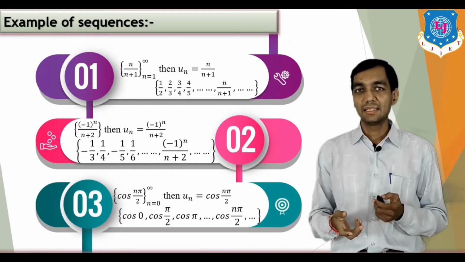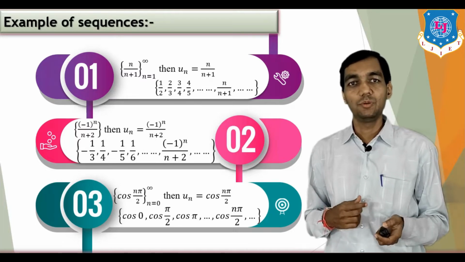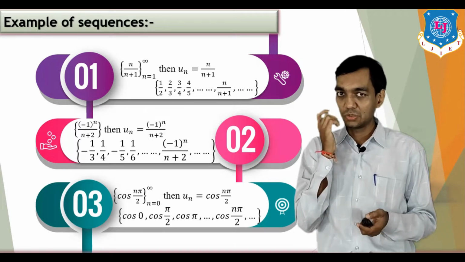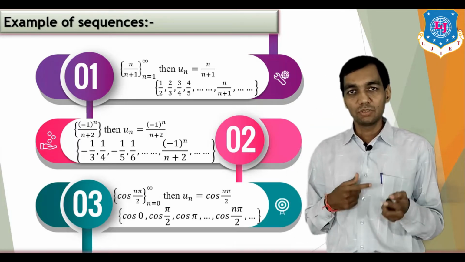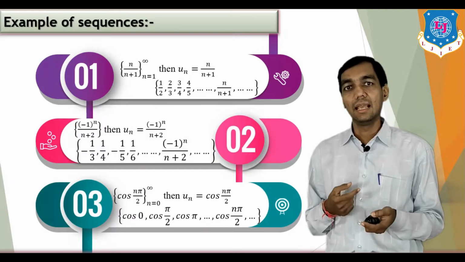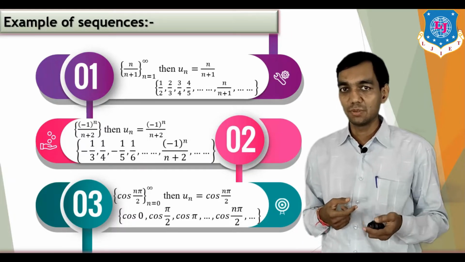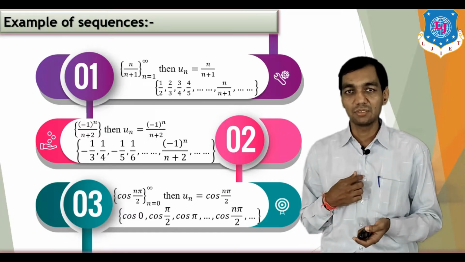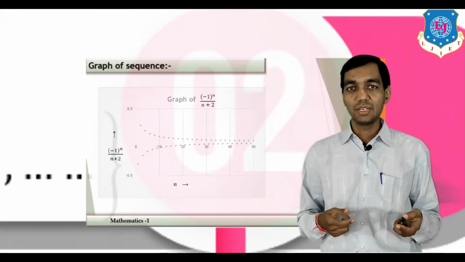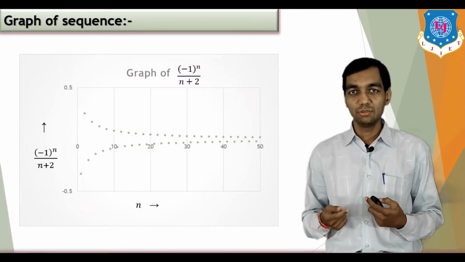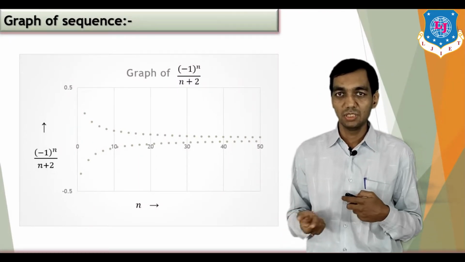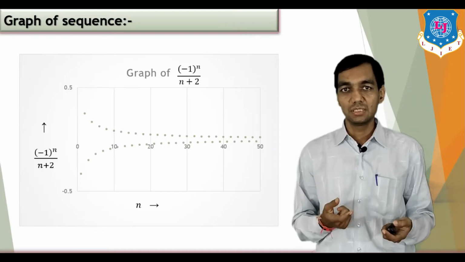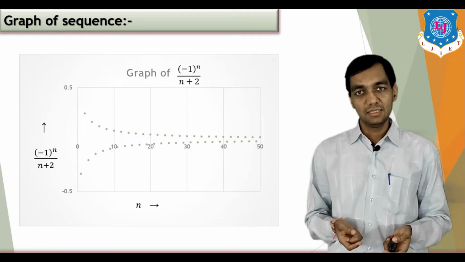In the same manner, the second example is (minus 1) raised to n upon n plus 2. Again un is (minus 1) to the n upon n plus 2. If we substitute the values, n equal to 1 gives minus 1 by 3, n equal to 2 gives 1 by 4, n equal to 3 gives minus 1 by 5, and so on. Here you can see that the sequence has alternating signs. The first term is negative, the second is positive, the third is negative, and it continues in this manner. This type of sequence is called an alternating sequence.